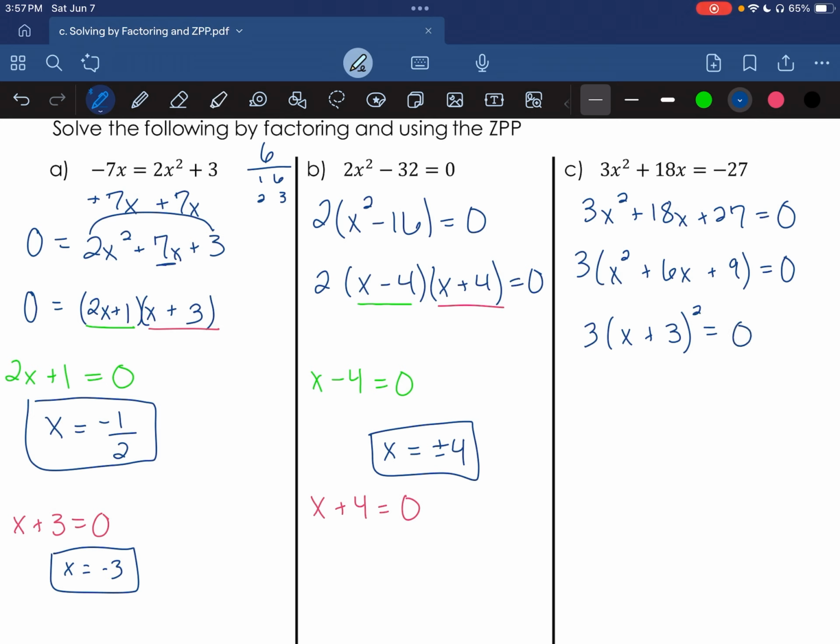Right, so again, we could solve with square roots, but I just want to show you how the two methods compare. If we think about this as x plus 3 times x plus 3, right, if I set this factor equal to 0, it's going to be the same thing as setting this factor equal to 0, right? So I just know I'm going to have to end up setting x plus 3 equal to 0. And so when I do that, I'll end up with x is negative 3.